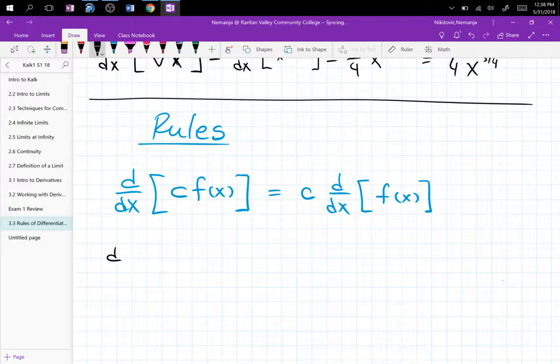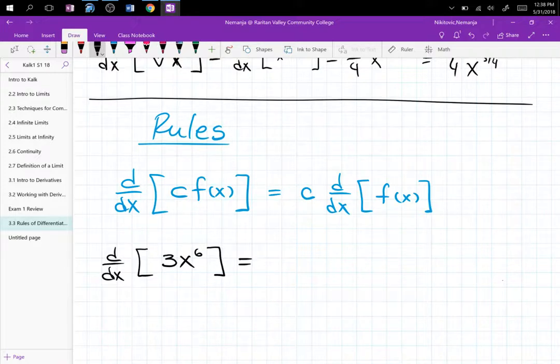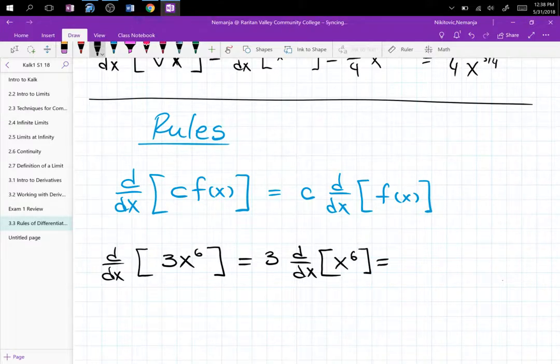Where can we use this? Well, say you have the derivative of 3x to the 6. You will kick 3 in front of the differentiation and just focus on differentiating x to the 6. Copy the 3 times 6x to the 5 for the answer of 18x to the 5.